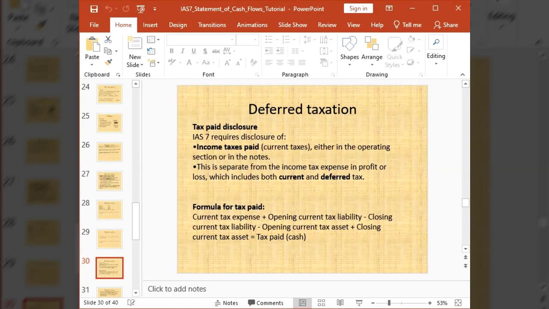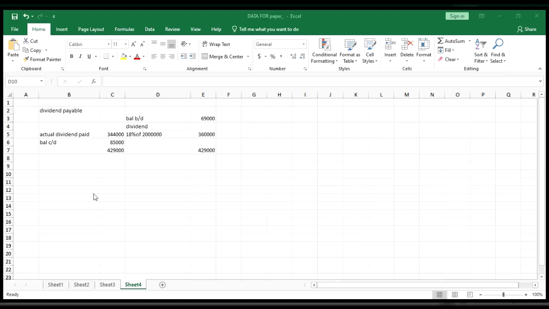Now let us quickly look at a typical ledger depicting how tax is paid or how tax is recognized. So in the ledger, for example, we open an account called tax payable account. And in this tax payable account in the ledger, see a typical example of tax paid.